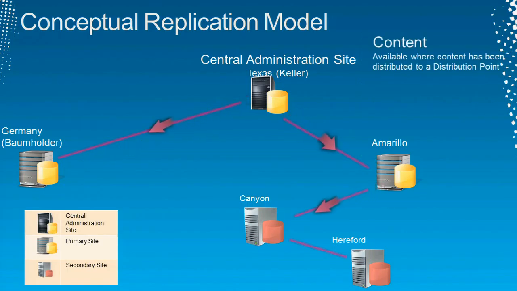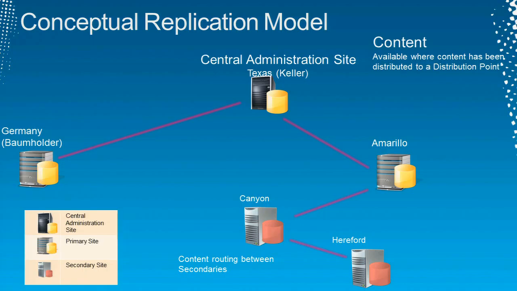Now, content replicates down through file replication that you guys all know today. And you probably love it, and you love troubleshooting it. So it's going to work the exact same way. Now, for secondary sites, I wish I had a laser pointer, but the reporting relationship is Canyon and Hereford both report to Amarillo. So even though that's what the network structure looks like, that the network link goes from Amarillo to Canyon to Hereford, the reporting relationship is that Canyon and Hereford are side by side. They're sibling sites. And they both report directly to Amarillo.